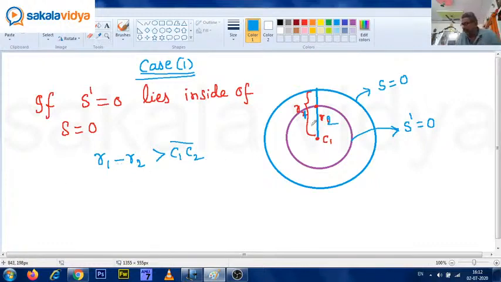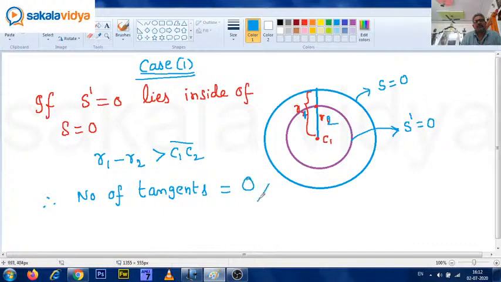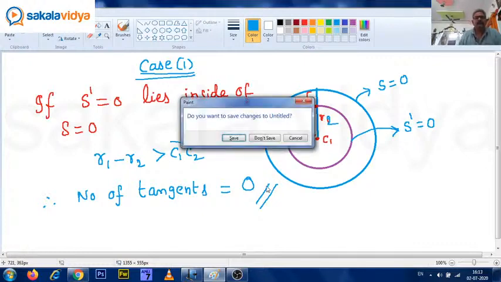Now how many number of tangents can be drawn from this one? They are concentric circles, okay? How many number of tangents can be drawn? Here number of tangents is equal to 0. Tangents cannot be drawn, so we cannot draw any tangent. Okay. So now let us move to next one.